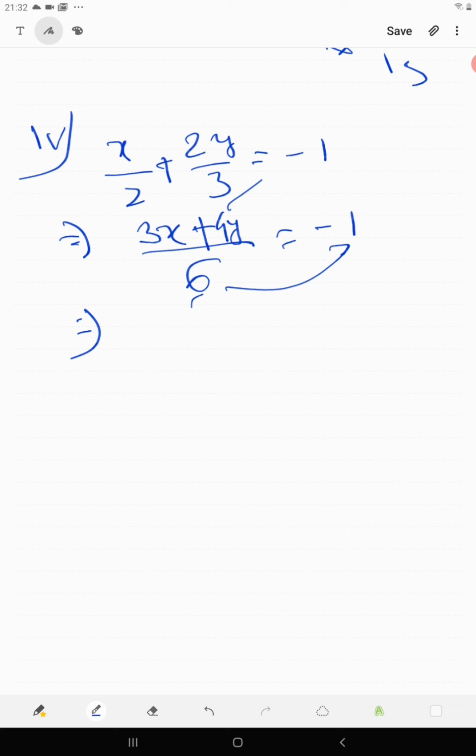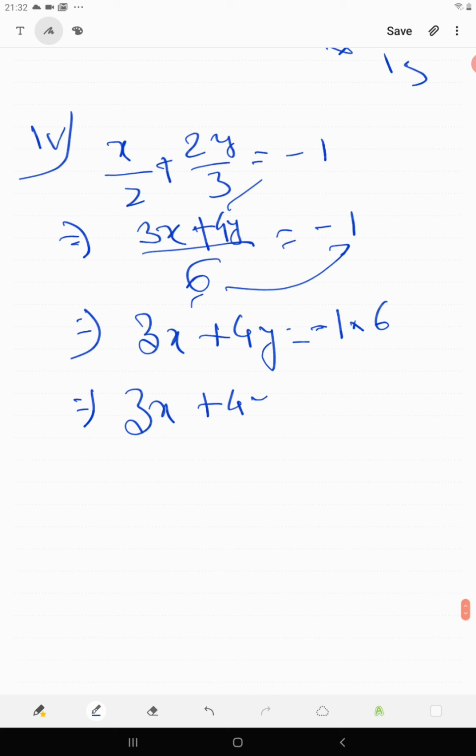So division becomes multiplication on the right hand side. So 3x plus 4y equals minus 1 into 6. So that is 3x plus 4y equals minus 6. This is our equation 1. Okay, now let's do the second one.